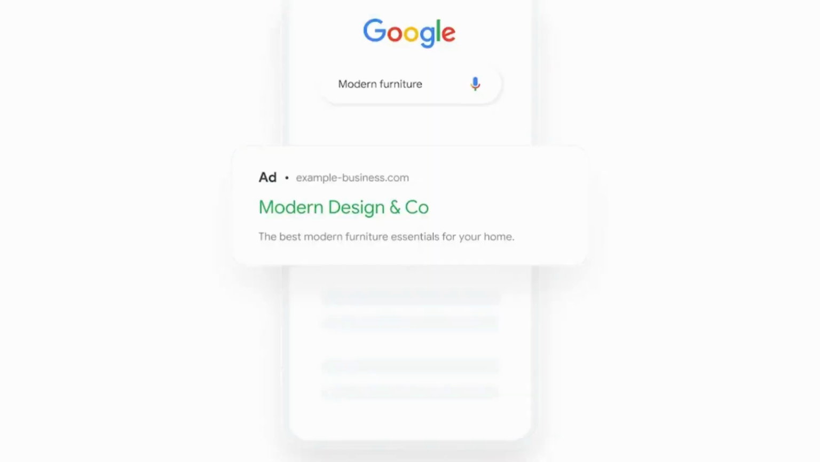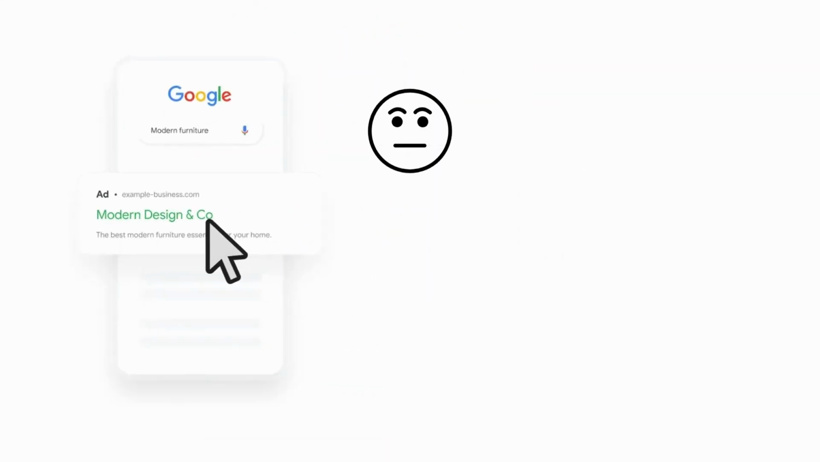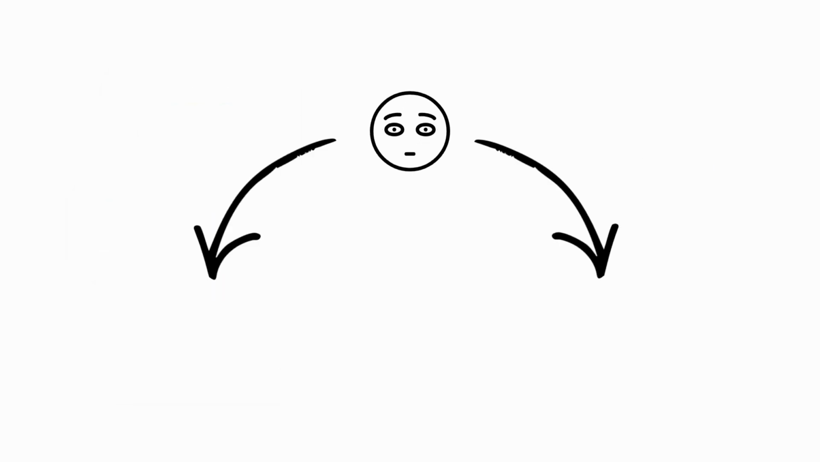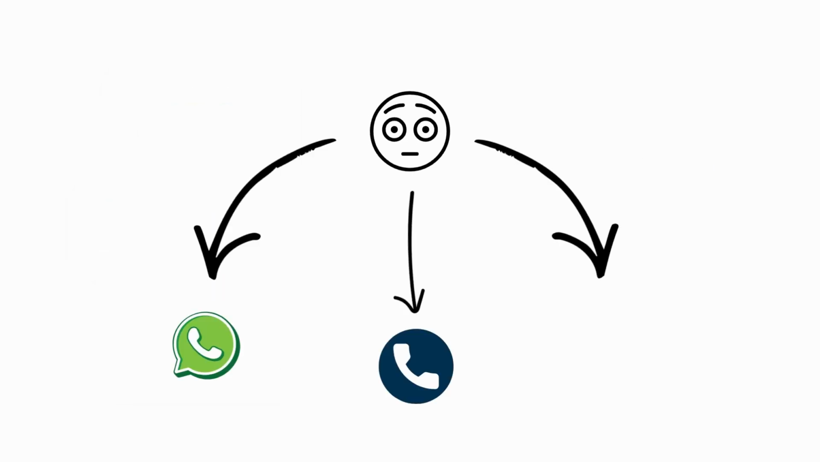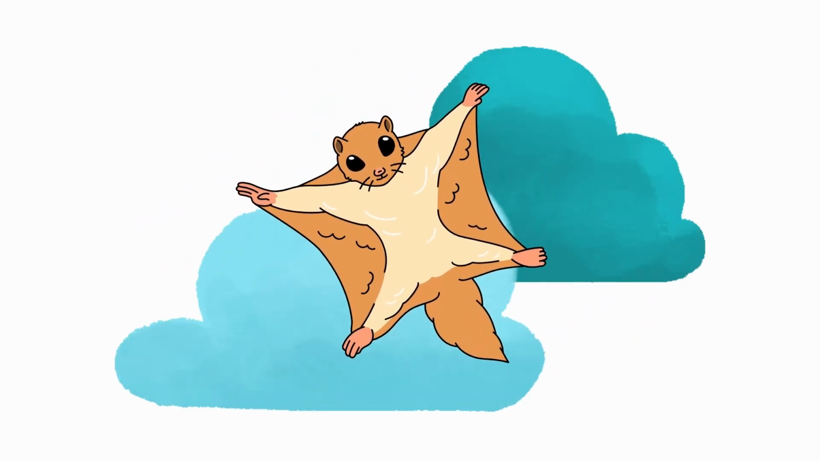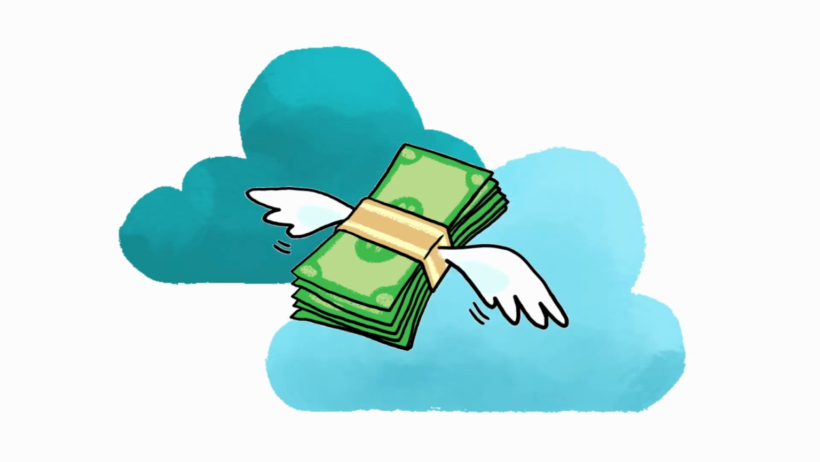Are you running Google Ads but have no idea which clicks are actually turning into customers? If you are struggling to track your WhatsApp chats, phone calls, buttons, or those tricky Contact Form 7 submissions, you are essentially flying blind. And most important, you are wasting your budget.